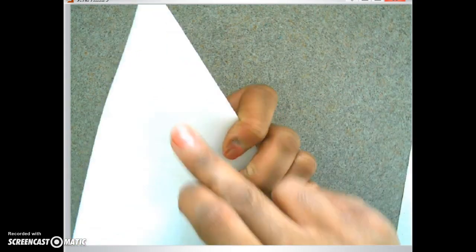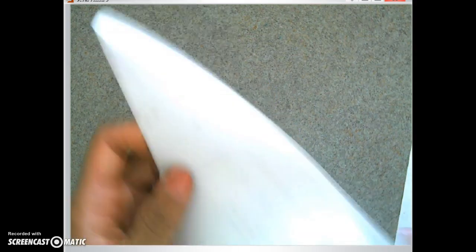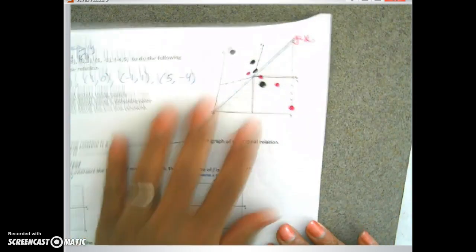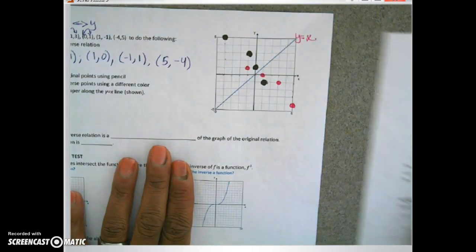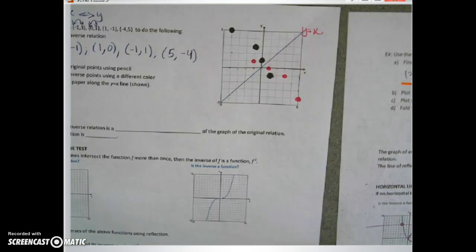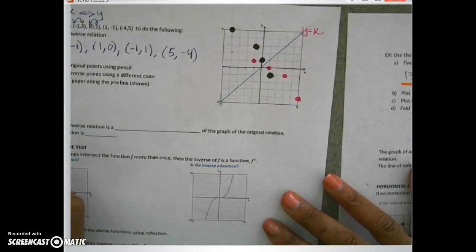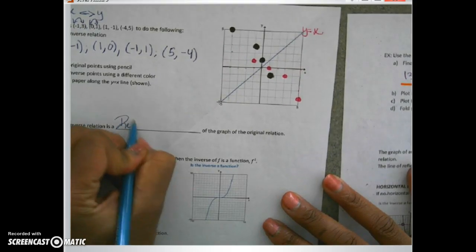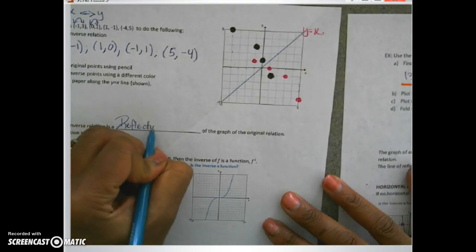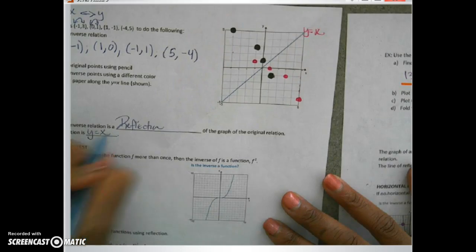What you're going to find is that every pink dot is exactly where the black dots were as well. Every pink dot is exactly where the dark one is. And what that is telling us is that the graph of an inverse relation is a reflection of the original relation. The line of reflection is y equals x.